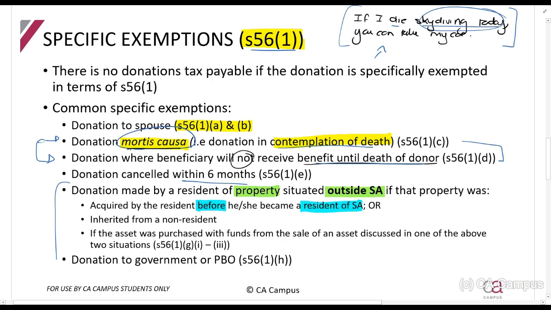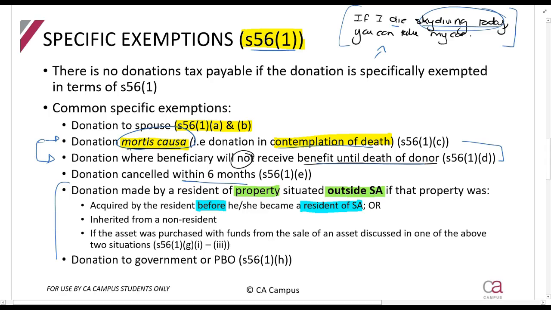So for example, let's say I was born in America and I bought a flat there, and then when I was 50 years old I immigrated to South Africa, so I became a South African resident, but I still have the flat in America, and now I donate that flat. There will be no donations tax on it because I got that flat before I became a resident.